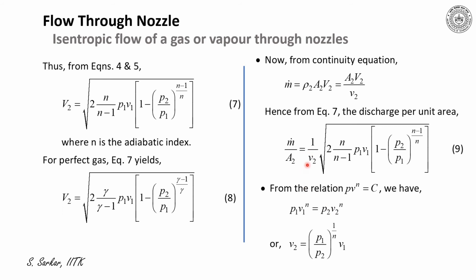that is m dot by A2 would be equal to 1 by small v2 into root over twice n by n minus 1 p1 v1 within the bracket 1 minus p2 by p1 to the power n minus 1 by n. How have we arrived at this? From this equation of continuity, m dot by A2, I can get V2 by small v2. Now, the V2, which is the velocity, we can get from equation 7. Thus, combining continuity and V2, I can get m dot by A2, which is equation number 9.